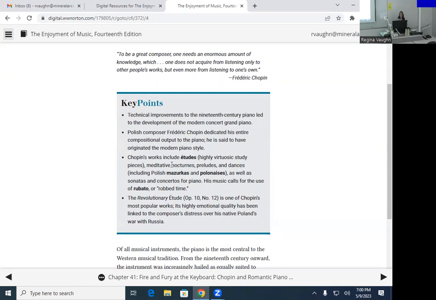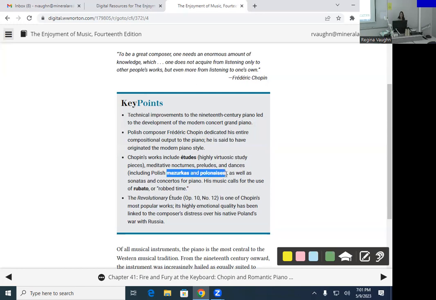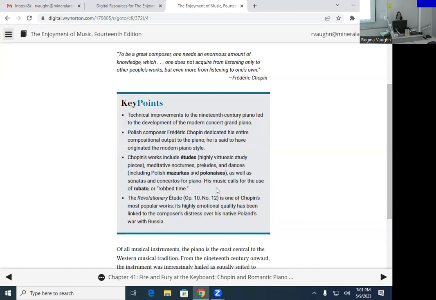He wrote nocturnes, which are not pieces about nighttime, preludes, which are meant to come before, dances, including Polish mazurkas and polonaise, as well as sonatas and concertos for pianos. His music calls for the use of rubato or robbed time, where you break out of the beat pattern, you break out of the tempo, and you deliberately kind of stretch things out.